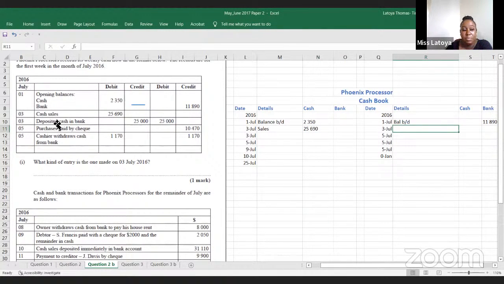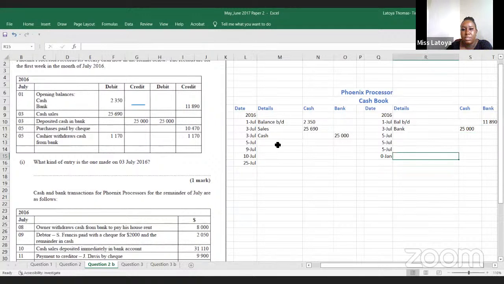You see, deposited cash in bank. Both a credit and a debit entry. So on the third, cash. This is our contra entry here. And bank is going to be 25,000. And on the third here, we are going to put our bank and the same figure, 25,000. Bank and cash, 25,000. Okay.